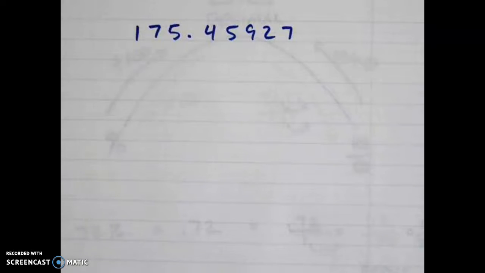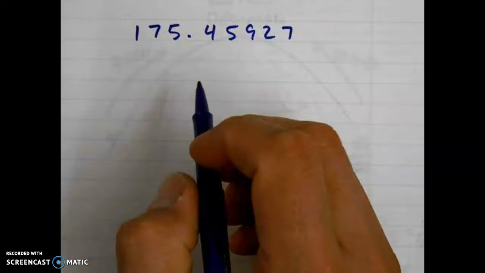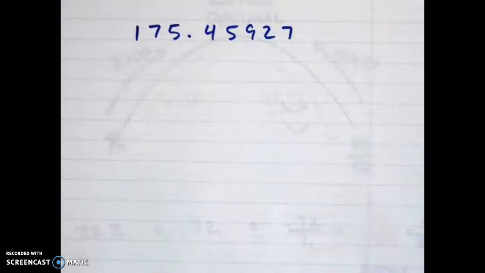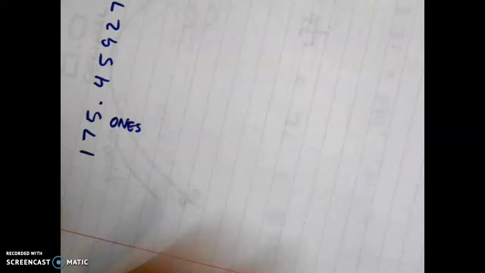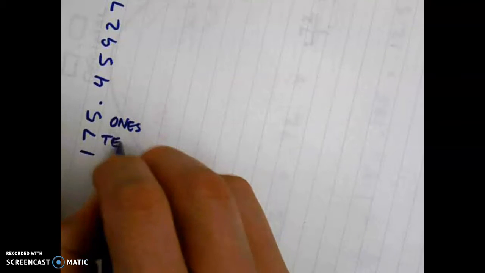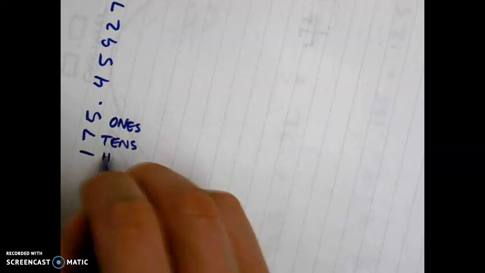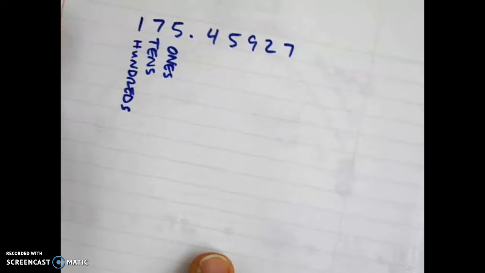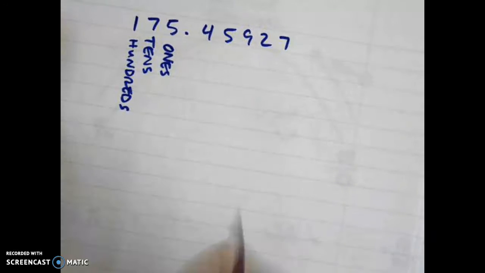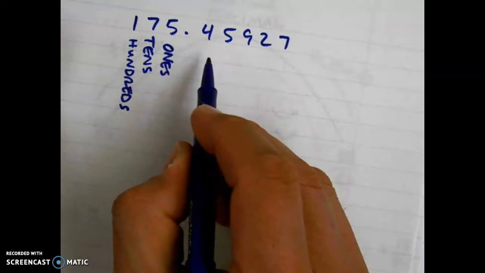Okay, so if you guys are taking your notes, go ahead and copy this number down. 175.45927. And this is the ones, this is the tens, and this is the hundreds. Okay? And then it's going to have a TH at the end over here.